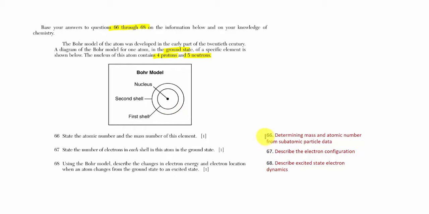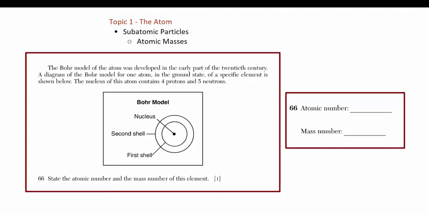The first 3 questions, we're going to be asked to determine the mass and atomic number for the subatomic particle pictured. We're going to be asked to describe the electron configuration of that atom and also to describe what is meant by the excited state and how that comes about. So let's go to question 66.